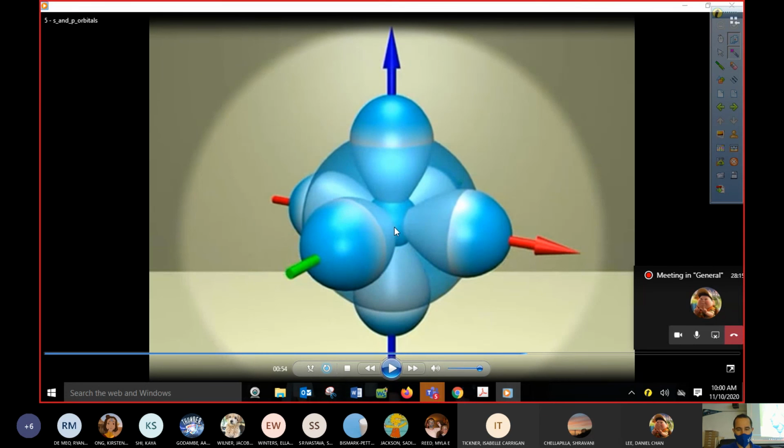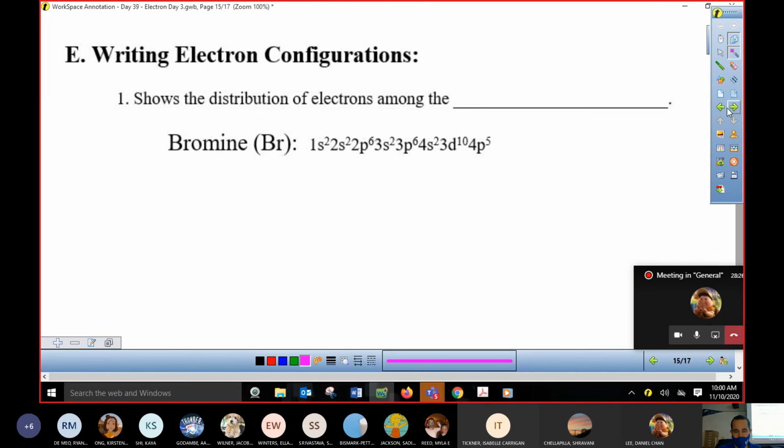So we can predict where they're going to be found, and that will allow us, like I said, to predict how they're going to react and the shapes of the molecules that they're going to form. All right, so back to the slideshow.